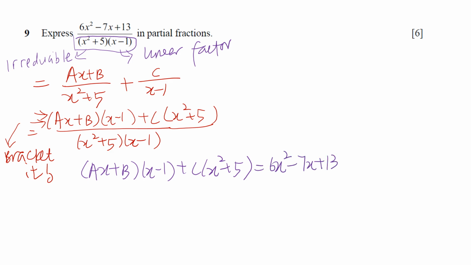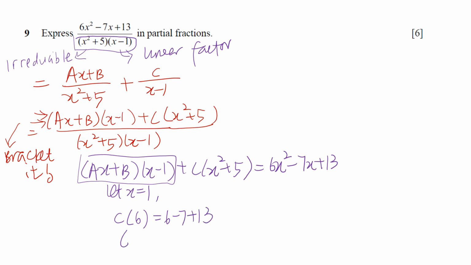Alright, we're going to use substitution. Let x equal 1. If I let x equal 1, then this whole chunk will be gone. So I will have c bracket 1 squared, that's 1 plus 5, gives me 6. That will be 6c minus 7 plus 13. So 6c is negative 1 plus 13, which gives 12. C is equal to 2.